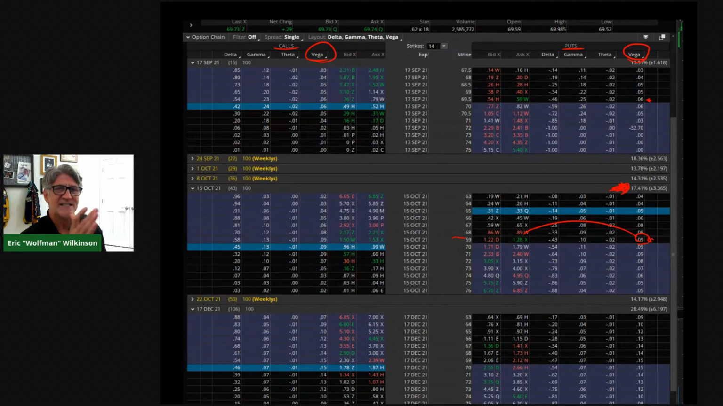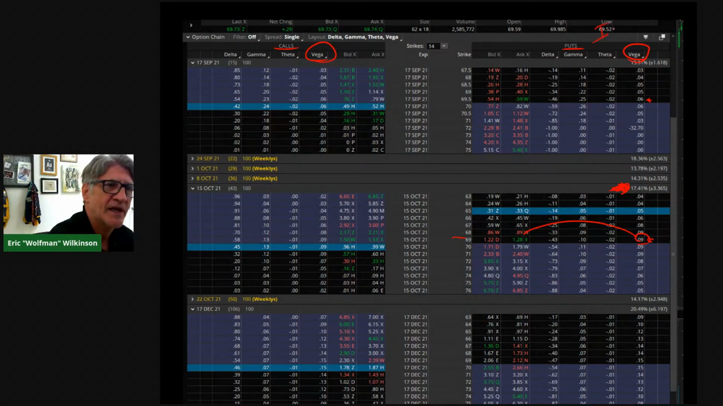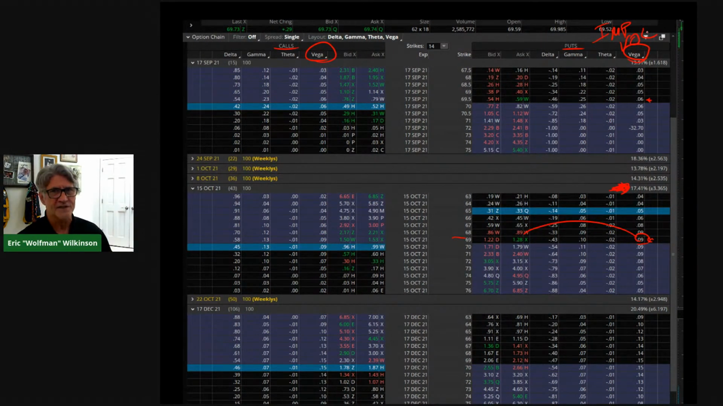So I want to look at 17 in relation to where volatility has been in the past. And Vega is simply implied vol, okay? Implied volatility. You're going to see implied volatility in a lot of different places. Just know that when you go over to this one page, Vega is implied volatility. It's just a fancy name for it.